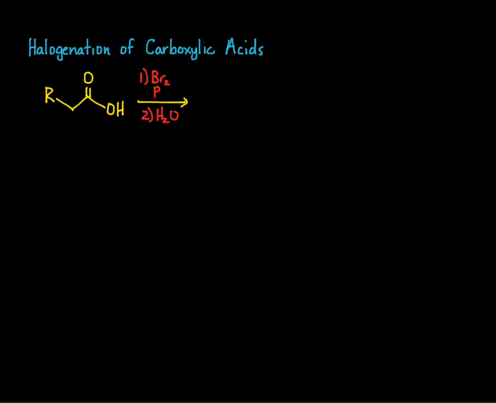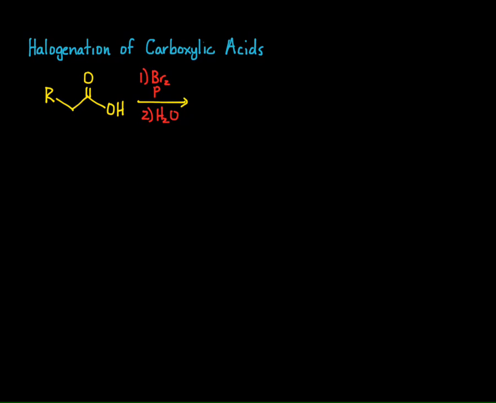Now, we can also halogenate carboxylic acids as well. And this process is a little bit different than that of aldehydes and ketones. And the generic reaction is, here I'm taking a carboxylic acid. Notice my alpha carbon has hydrogens attached to it, because obviously if I didn't have hydrogens attached to it, then I couldn't get halogenation. And so what I'm going to do is react this with bromine and phosphorus followed by an aqueous workup. Now there are variations to reagents.